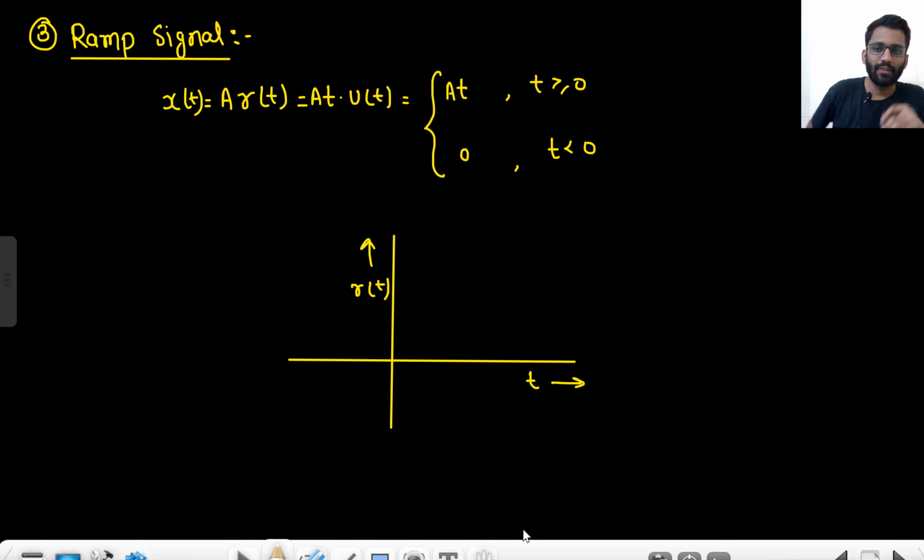Okay. So let's see our third signal, that is the ramp signal. We will come back to this point again when we study differentiation. I will discuss it more. So first let's see the ramp signal.